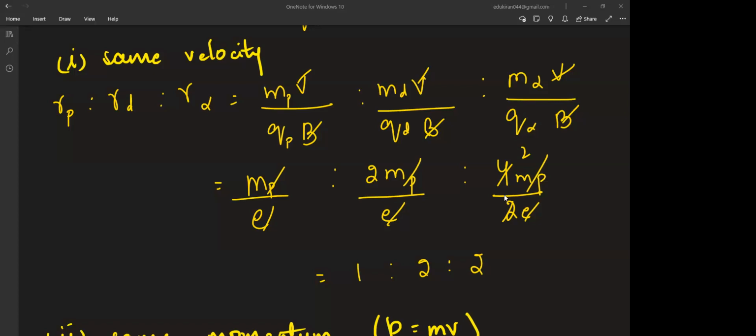Here you're asking, no, not 4 square MP. See, 4 MP by 2E it was. MP and E got cancelled from here. 4 by 2 is 2. That's what I've written. I've cancelled this.